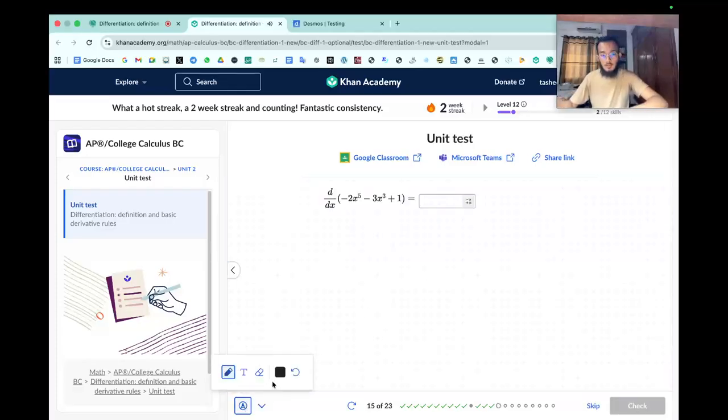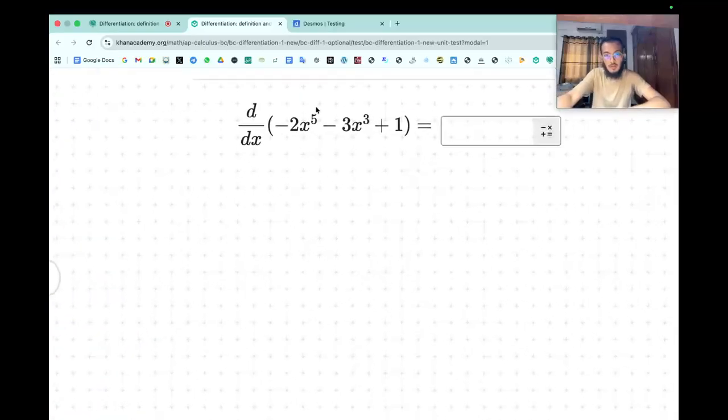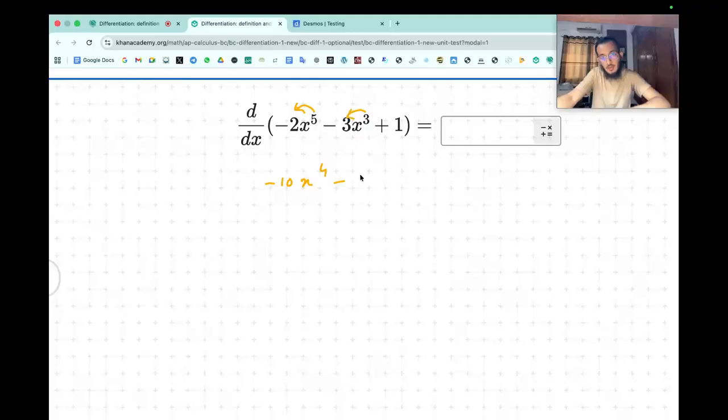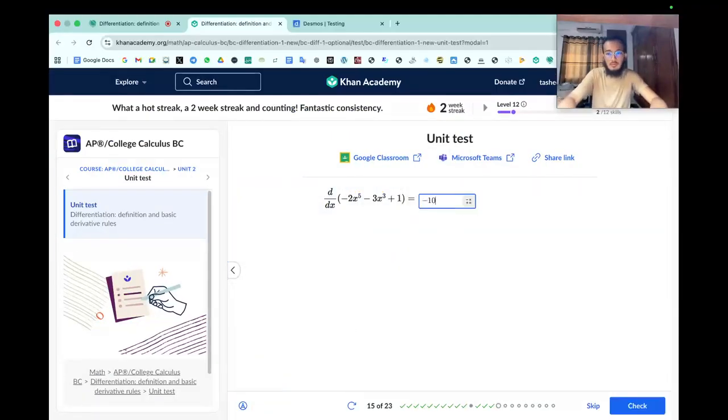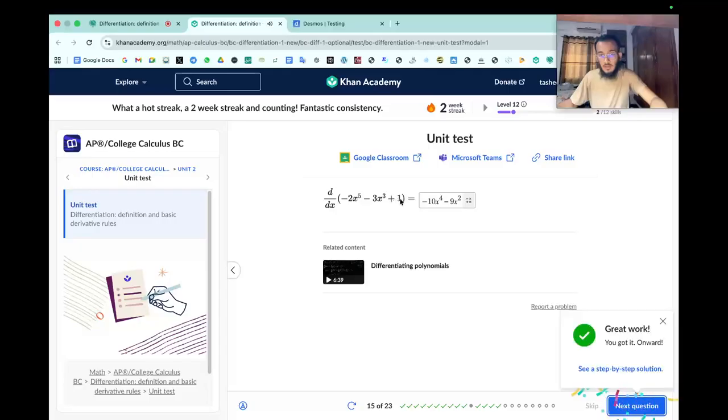Okay, differentiation of this value. Basically this 5 gets multiplied with negative 2x to the power 4, so 5 twos are 10, negative 10x to the power 4. This gets multiplied with 3 here, so it's negative 9x squared, and this thing becomes 0. So negative 10x to the power 4, negative 9x to the power 2. That's it. And the differentiation of this constant is 0.